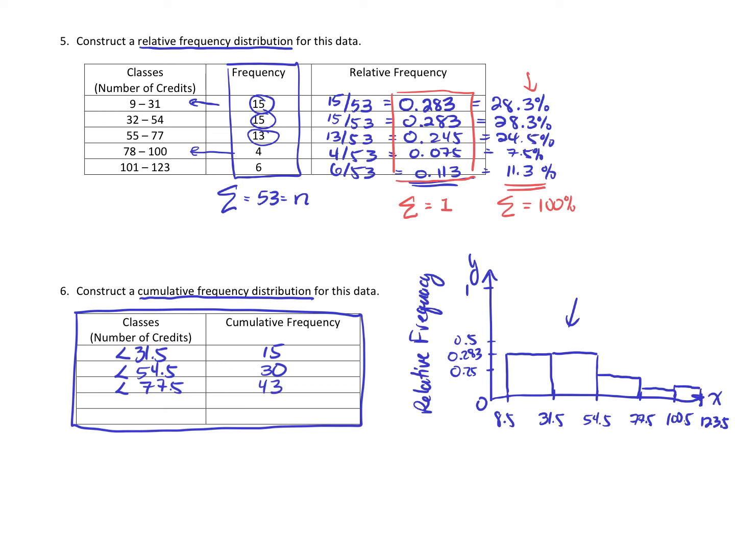So notice that it's accumulating as we move down each class, okay? So how many students completed up to 100.5 credits? Well, that's 43 plus another 4, so that gives us 47. And then up to 123.5, well, that's 47 plus another 6, which is 53. And notice that we end up with our sample size of 53, just as we would expect.